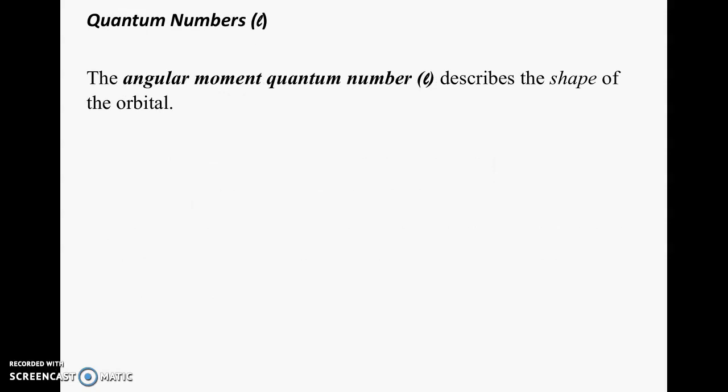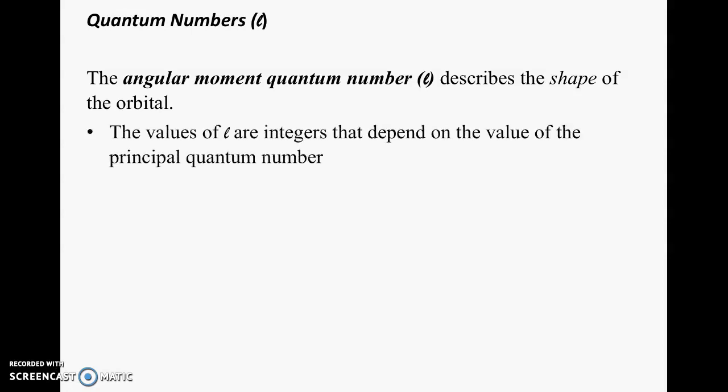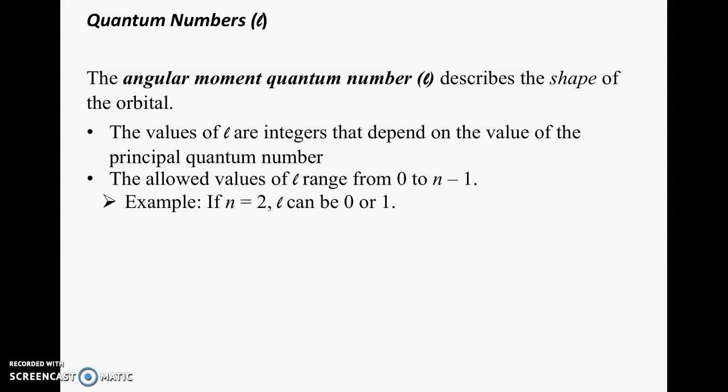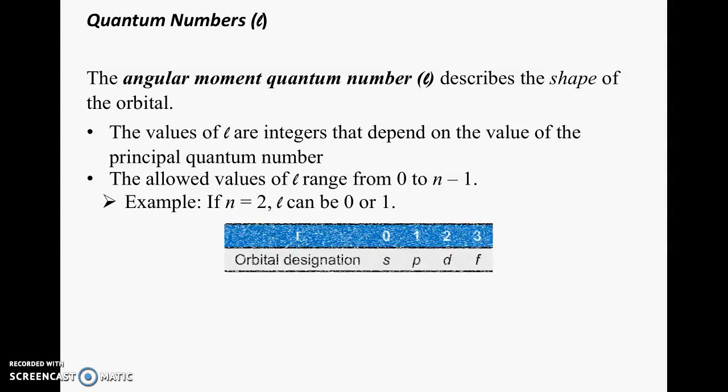Looking at the angular momentum quantum number, which is L, it describes the shape of the orbital. And the value of L depends on the value of that principal quantum number. They're related to one another in that the L value is going to vary from 0 to n minus 1. So for instance, if n equals 2, we're talking about the second row of the periodic table, then L can only be 0 or 1.